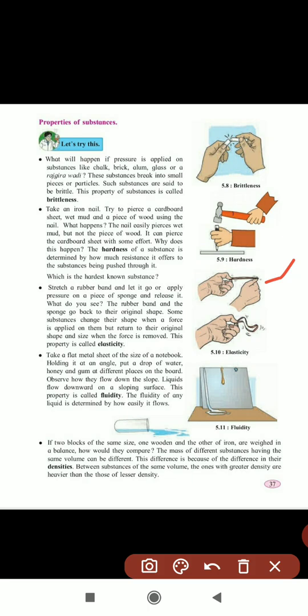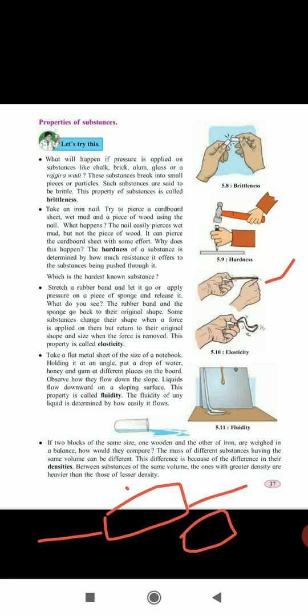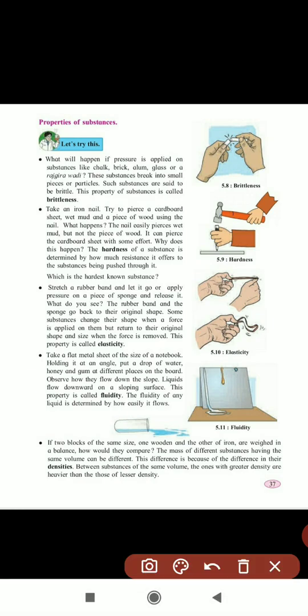Yes children, some substances change their shape when force is applied on them but return to their original shape and size when the force is removed. This property is called elasticity. The very best example is rubber. When we apply force, the rubber stretches, and when we remove the force, again it comes to its original shape. That property is known as elasticity. Yes, this also you can do at home.